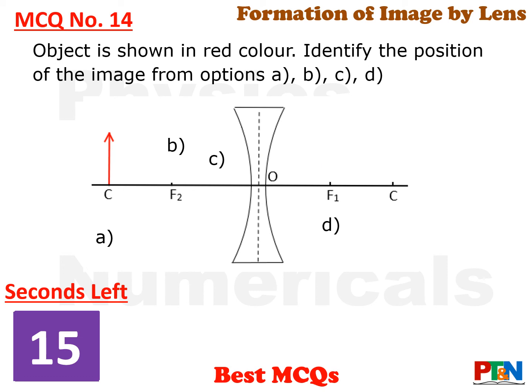Next MCQ. Again the object has been shown in red color. Here it is a concave lens. You choose the position of the image from the options given A, B, C, D. 15 seconds time. Time starts now.